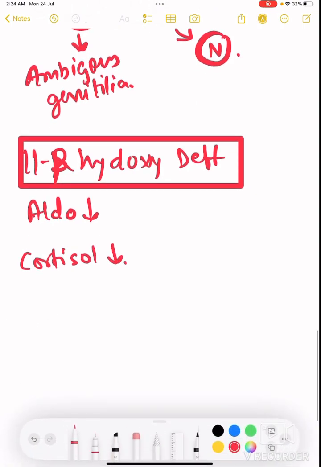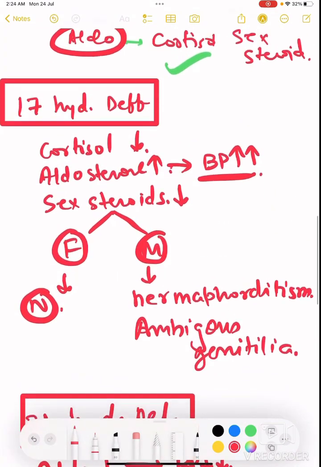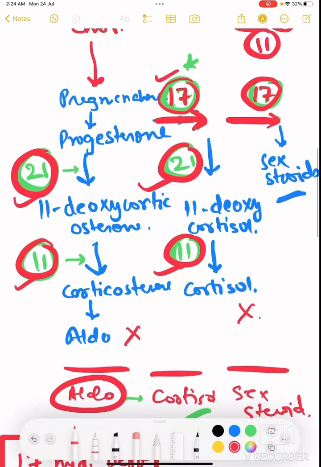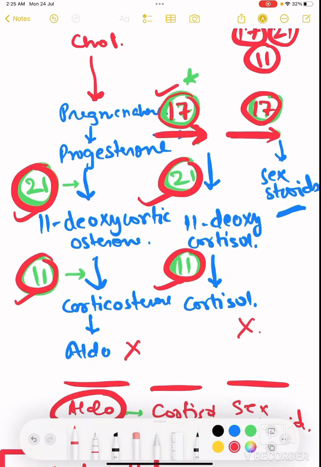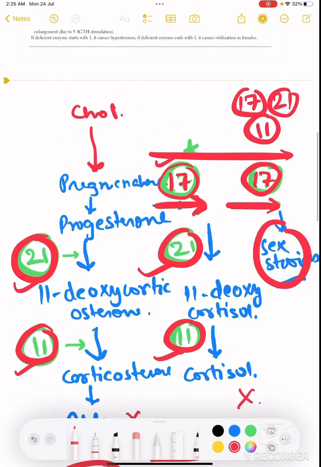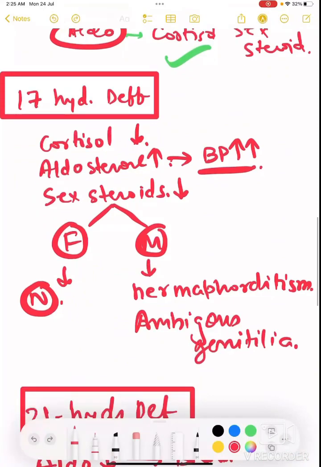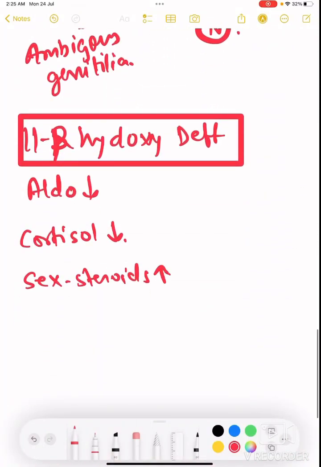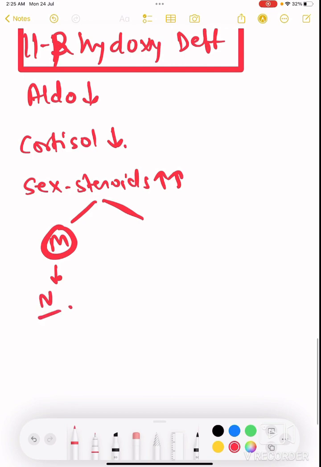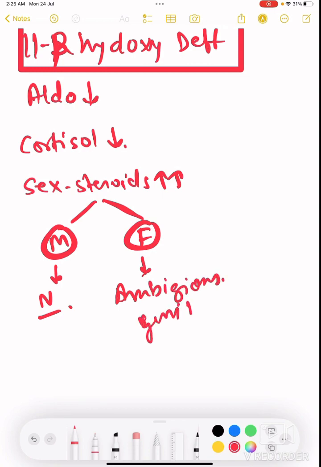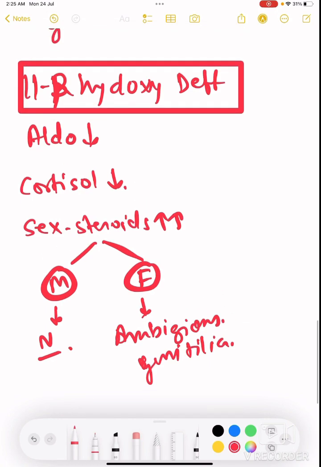And what about sex steroids? Again, the same fact: since 11 beta hydroxylase deficiency is present, aldosterone and cortisol will not be made. So all these molecules will be shunted again to the sex steroid pathway, right? So sex steroids will be high again. And if they are high, what will happen in males? Normal, the genitalia may look longer or bigger. But in females, what will happen? This will lead to ambiguous genitalia because the clitoris may look like a penis. Ambiguous genitalia, right? So that's it, guys.